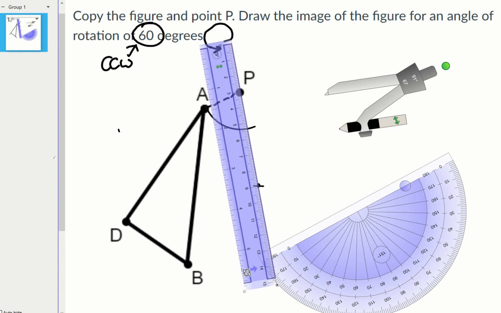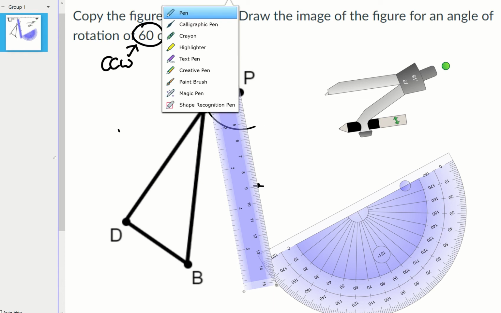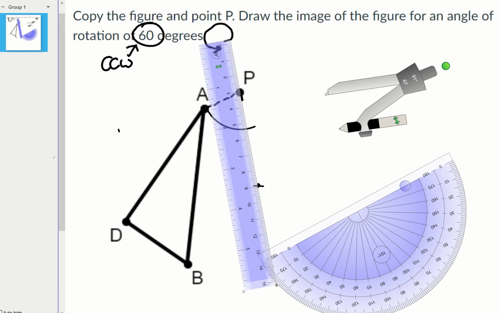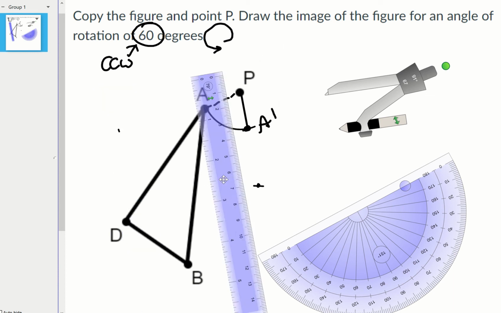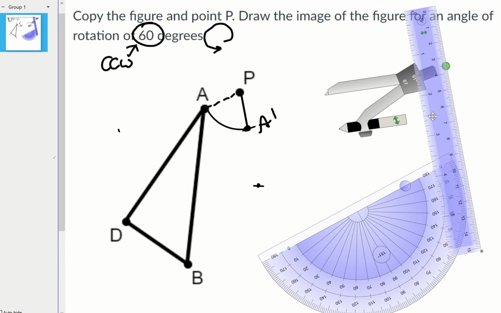So I want to do it as a line as if I'm going to go to this mark here, but I'm going to stop short. I'm going to stop when I reach the arc. Right there. There you go. And so that point right there is my A prime.